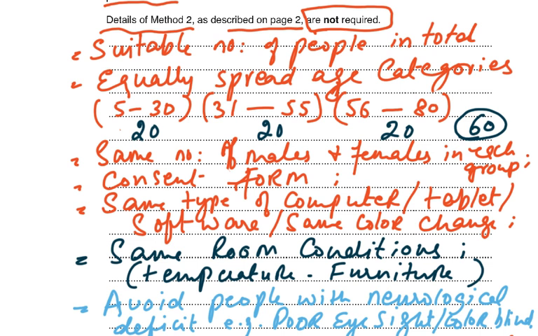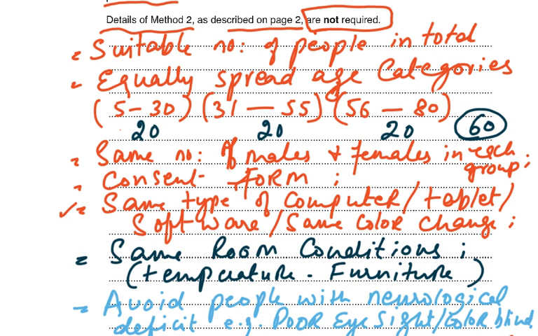Then the same type of computer or tablet or the software or the same color change. So all that should have been standardized and that would have been 1 mark. That wouldn't have been 2 marks. So the same type of computer or a tablet or the software or the color change.